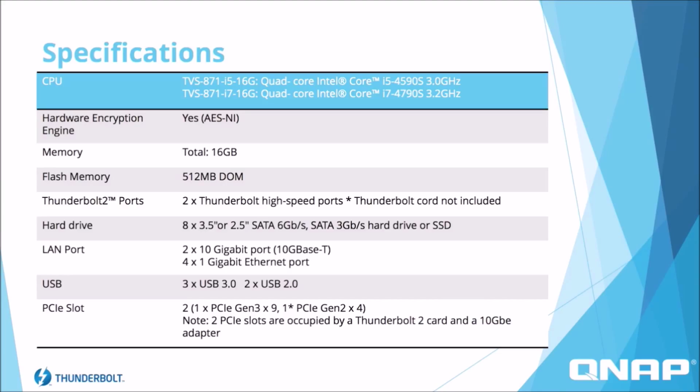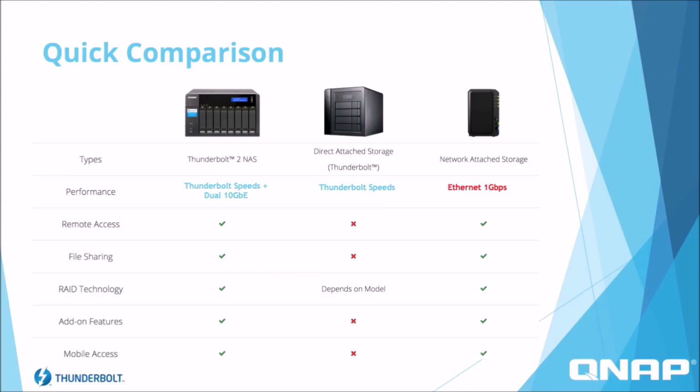Hard drives, you can use 8 3.5 or 2.5 SATA drives or solid state drives. LAN ports, it actually has 6 of them. 4 of them are 1 gig, 2 of them are 10 gig. USB, in total there's 5. 3 of which are 3.0 and 2 of which are 2.0. PCIe slots. It comes with 2 of these card slots. They are being utilized by the Thunderbolt connectors.